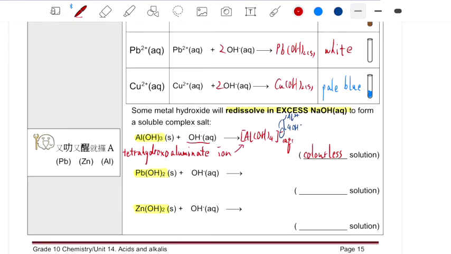Similarly for lead(II) hydroxide, the hydroxide ion would further react with the precipitate and produce a complex ion, which has this formula. Again, it combined with 4 hydroxide ions, and it should carry overall 2 minus charge, and is soluble in water, so the solution would turn colorless. And this complex ion is called tetrahydroxoplumbate ion.